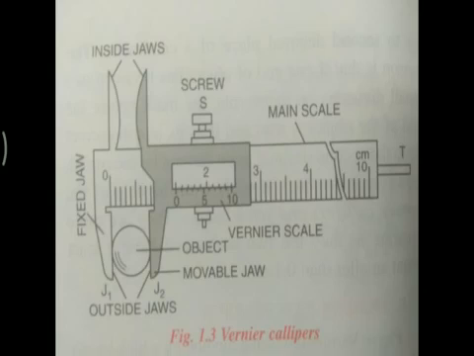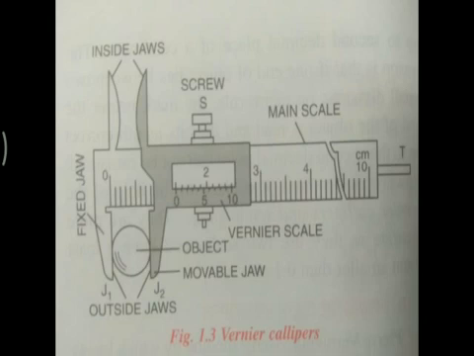Now, in the vernier caliper, see, this is the diagram. Over here, the dark one is your vernier scale, and the one below is your main scale. It has main parts, that is your fixed jaw, the outside jaw, and the inside jaws, right? In between the vernier and main scale, we put the object whose diameter we want to calculate, right? And these are the movable jaws. Next is your screw. The screw is to tighten the jaws, right?